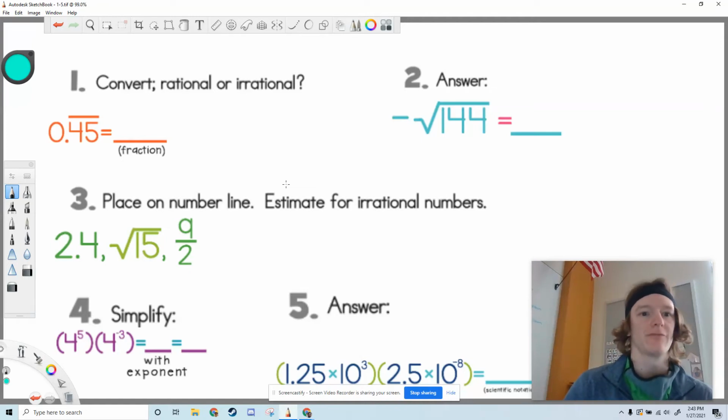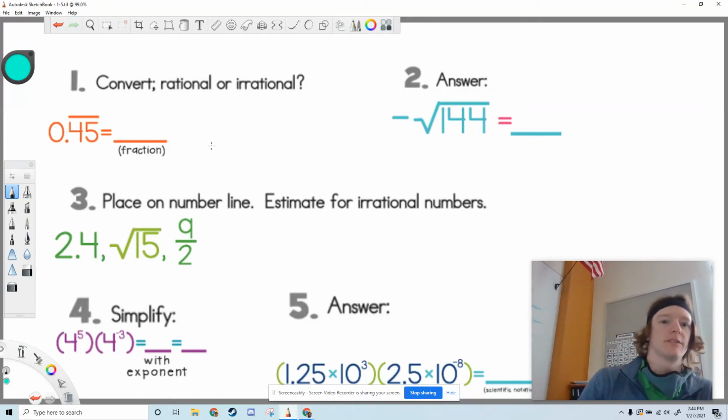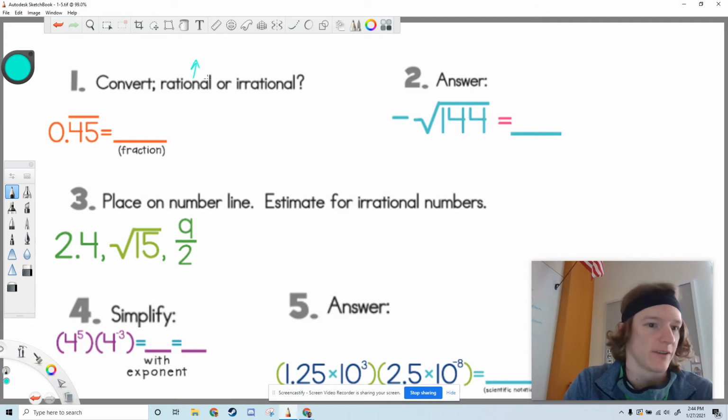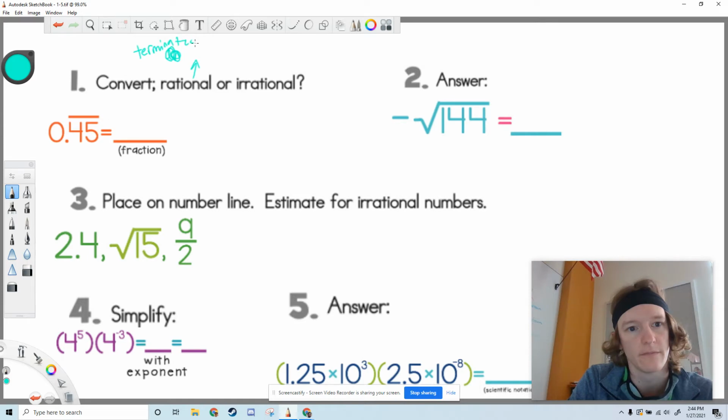Number one, we need to convert this decimal into a fraction. We need to decide, is it rational or irrational? Rational means we can write it as a fraction. It also means we can write it as a decimal that ends, or I'll use the actual math definition, the vocab: it either terminates or it repeats.